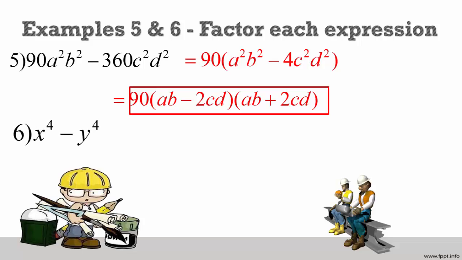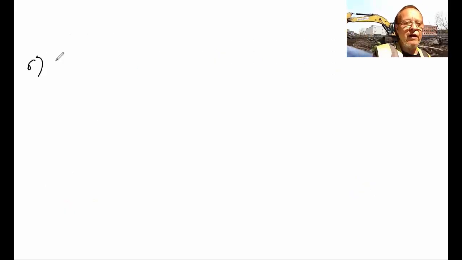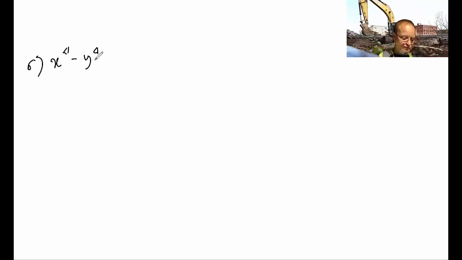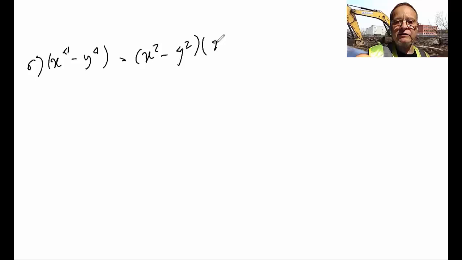In example number 6, we have x to the fourth minus y to the fourth. So why don't we work this out on the whiteboard in detail? In example number 6, we have x to the fourth minus y to the fourth. And we see again here we have the difference of two perfect squares because we can break that down into x squared minus y squared and x squared plus y squared.